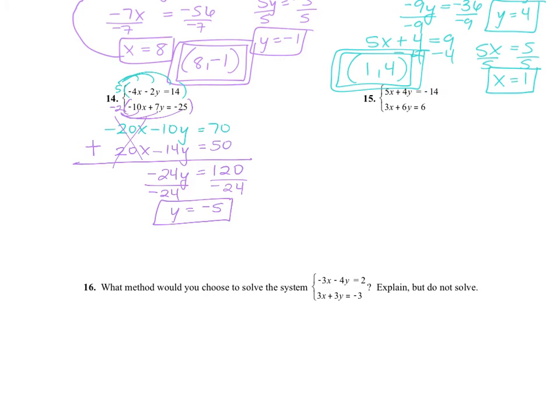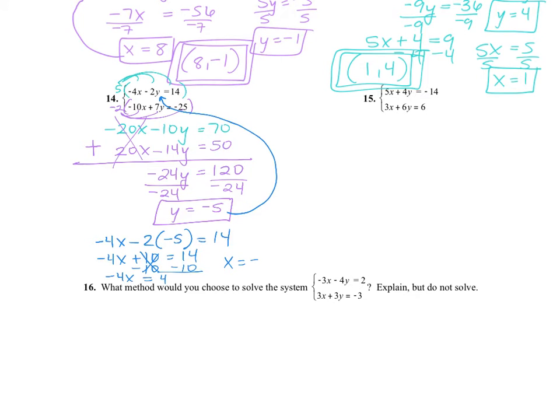And we get y equals a negative 5. Okay. And then we take that and plug it back in somewhere. I would probably plug it in right here. Negative 4 times x minus 2 times negative 5 equals 14. So negative 4x plus 10 equals 14. Take away the 10. So I get negative 4x equals 4, and then divide by negative 4, so x is going to be negative 1, which means my point is negative 1, negative 5.